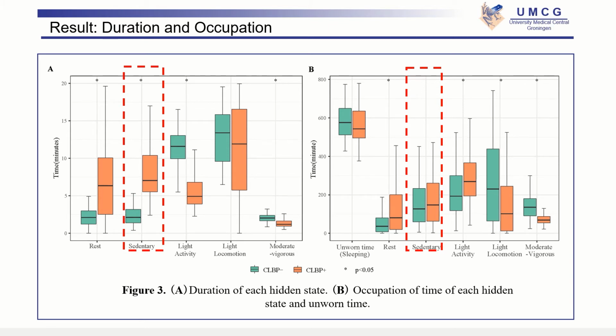We highlight the sedentary state in red, and it shows that the chronic low back pain minus group has a lower duration of sedentary state, but occupies the same time. It means that chronic low back pain minus has more frequent and shorter rests.